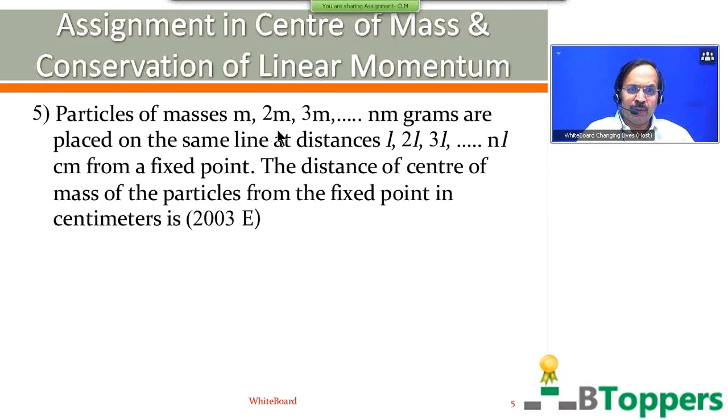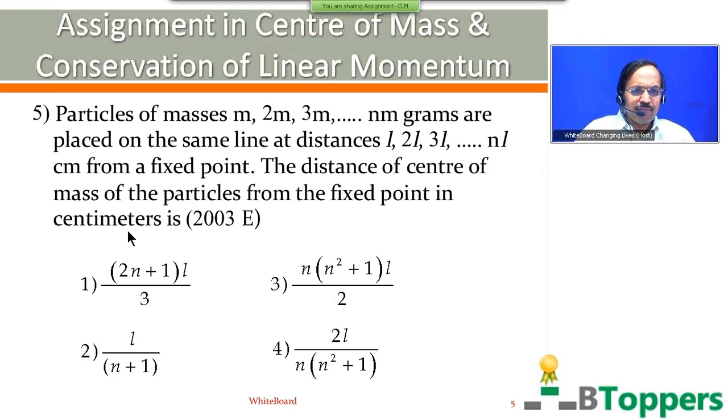Particles of masses m, 2m, 3m, etc. up to nm grams are placed on the same line at distances small l, 2 into small l, 3 into small l, up to n into small l centimeter from fixed point. The distance of center of mass of the particles from the fixed point in centimeters is. Come on, try the question.